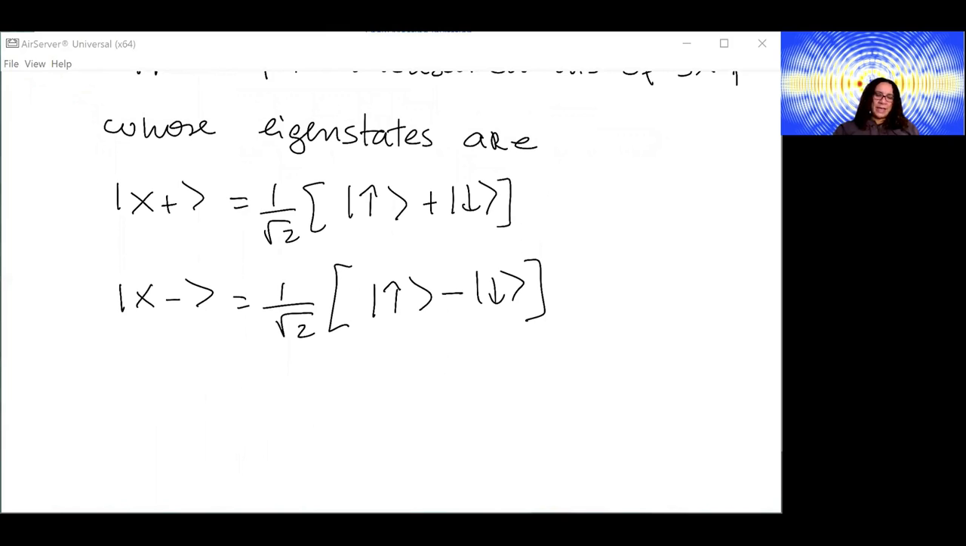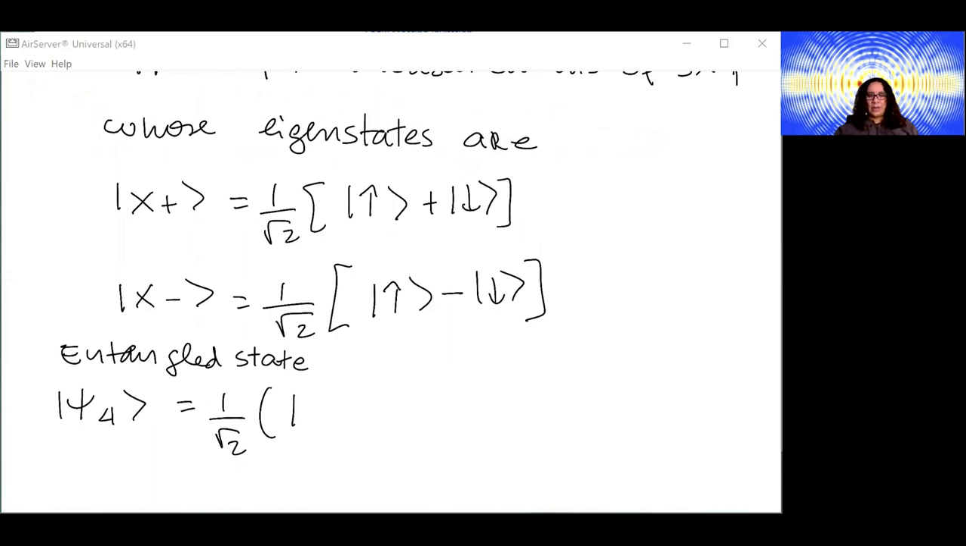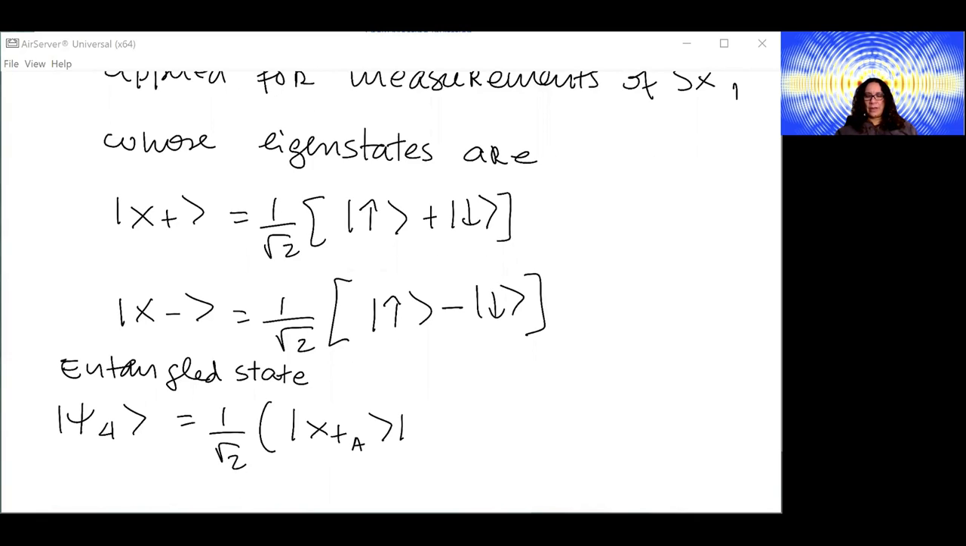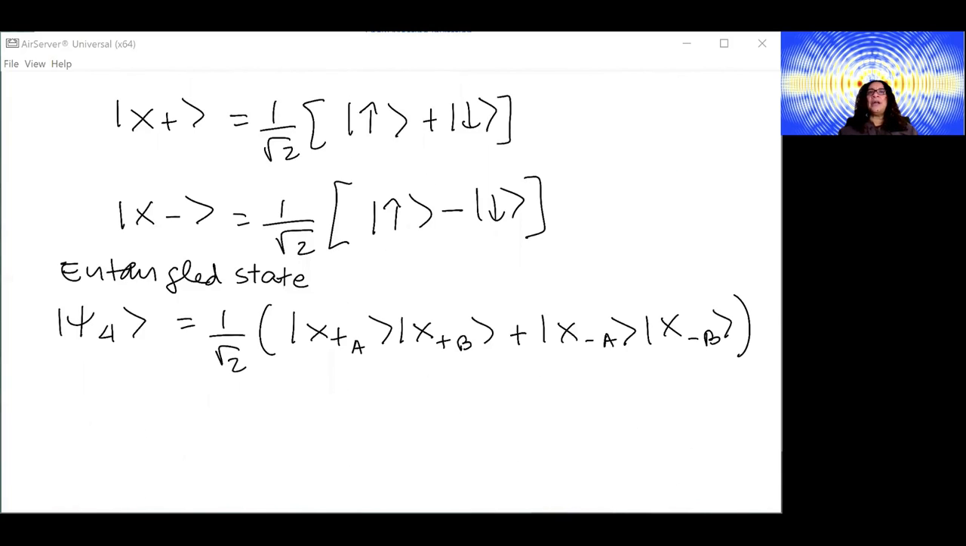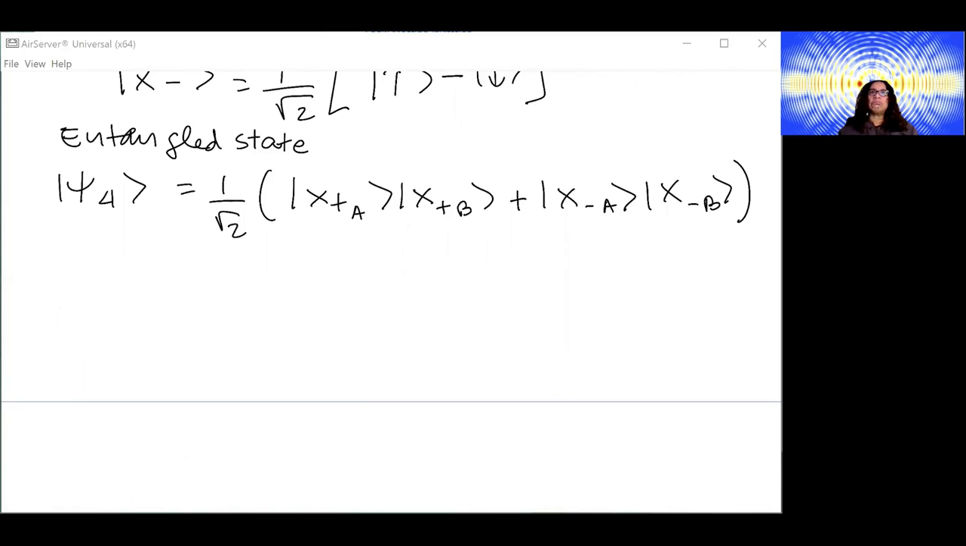And what we would have here, we can construct again an entangled state. And this would be 1 over square root of 2 (x plus a tensor product with x plus b, plus x minus a tensor product with x minus b). So it's pretty much the same as what we had before, but now we're considering that the spins are in the x direction. So you have up, up, down, down, and you apply an operator Sx, either working on one space or the other.